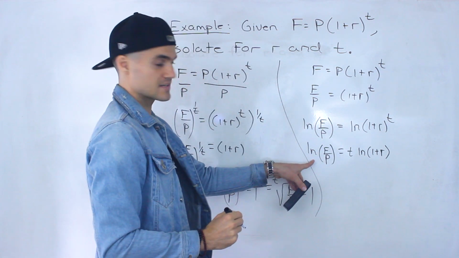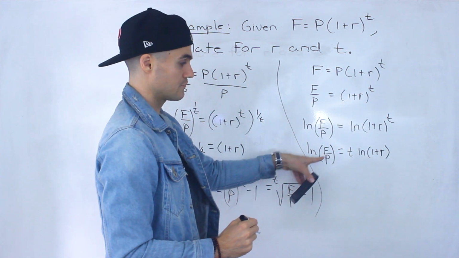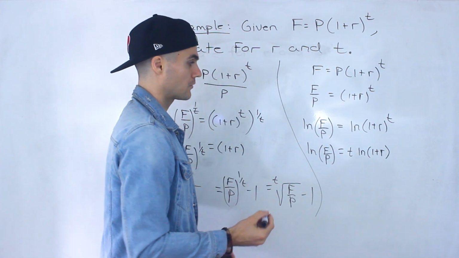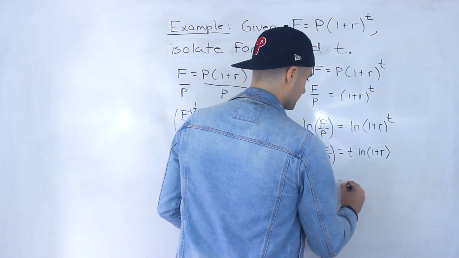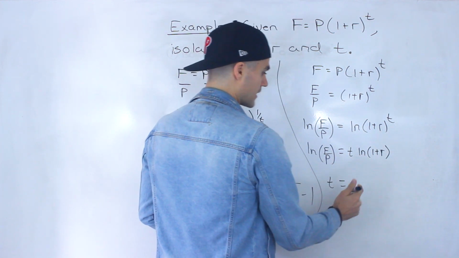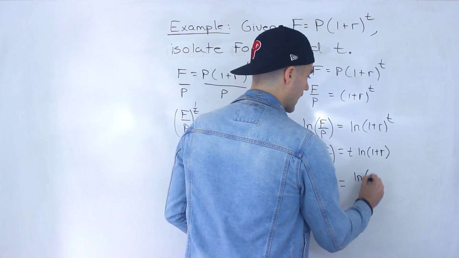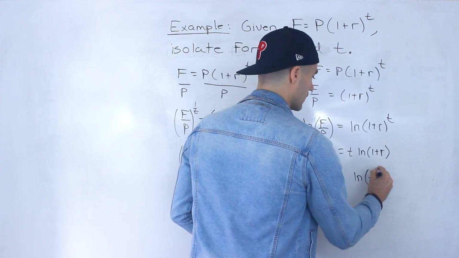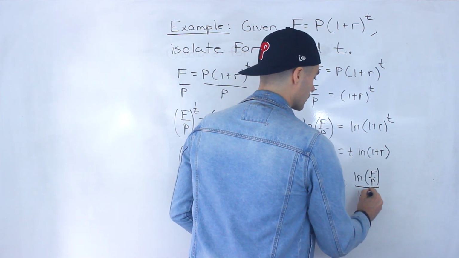If you want, you could split this up too and say ln of f minus ln of p. So that's another way to write it. But either way, divide both sides by this ln of 1 plus r to get the t by itself. We would end up with ln of f over p, over ln of 1 plus r.